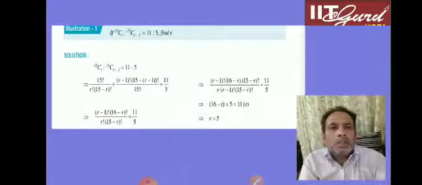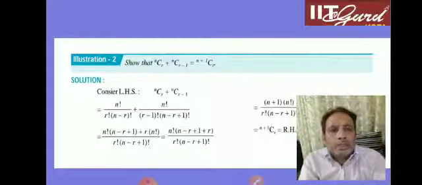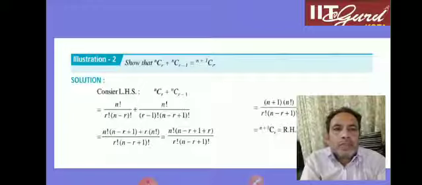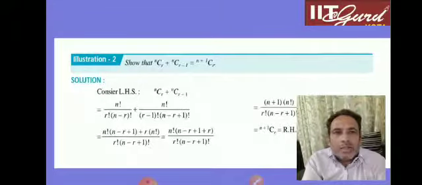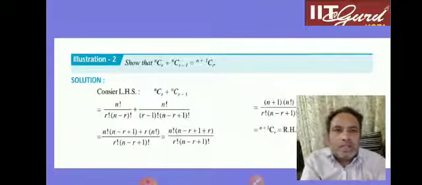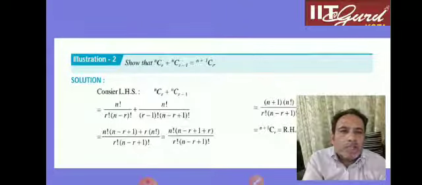Now come to the point. Another one. Now let's see this question. By using nCr, as I have told, which we have already studied in the previous lecture, nCr plus nC(r minus 1) is equal to (n plus 1)Cr. This we have already proved also.